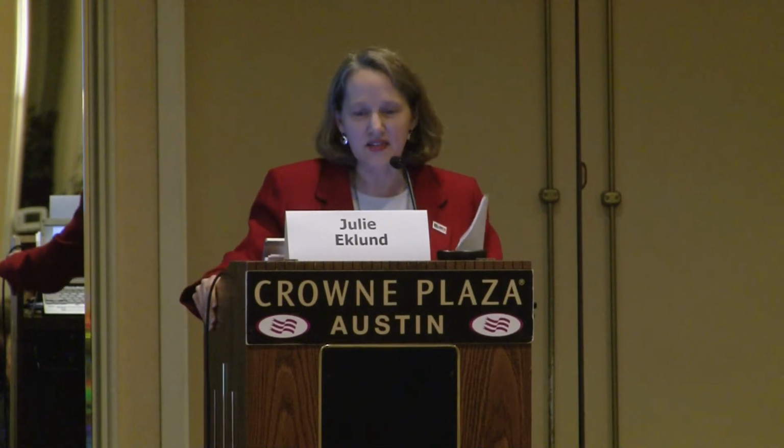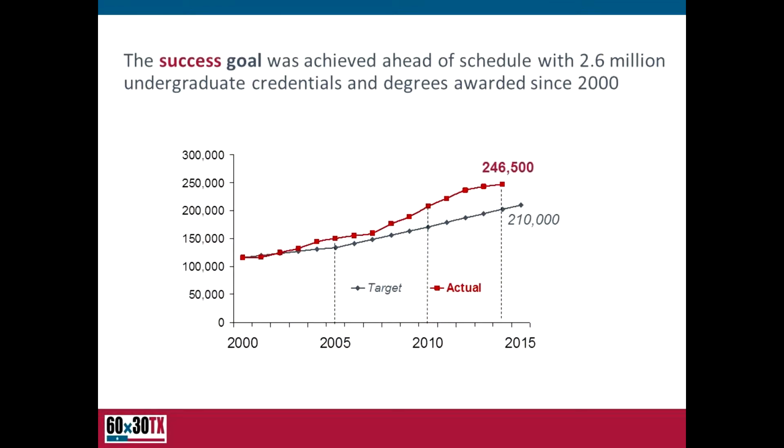In fact, we achieved the Closing the Gaps success goal ahead of schedule. The goal was to have 210,000 undergraduate completions. Those are certificates and degrees. Last year we were at approximately 247,000. So we've made real progress there.